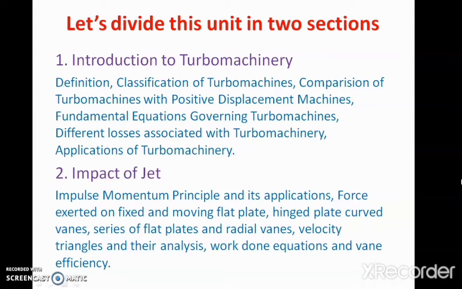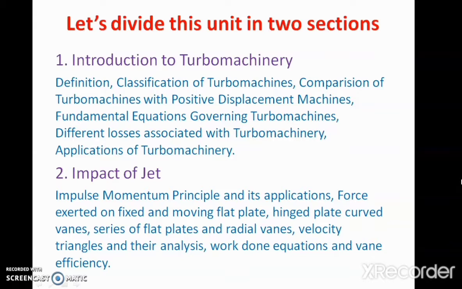Then we are going to study the impact of jet. That is nothing but the second part of this unit, which tells you about the Euler's equation of motion, or you can say the impulse momentum principle, which is nothing but again Newton's second law of motion in detail. Impact of jet is nothing but the force. It is a force exerted by a fluid on the object, or you can say plate in this case.